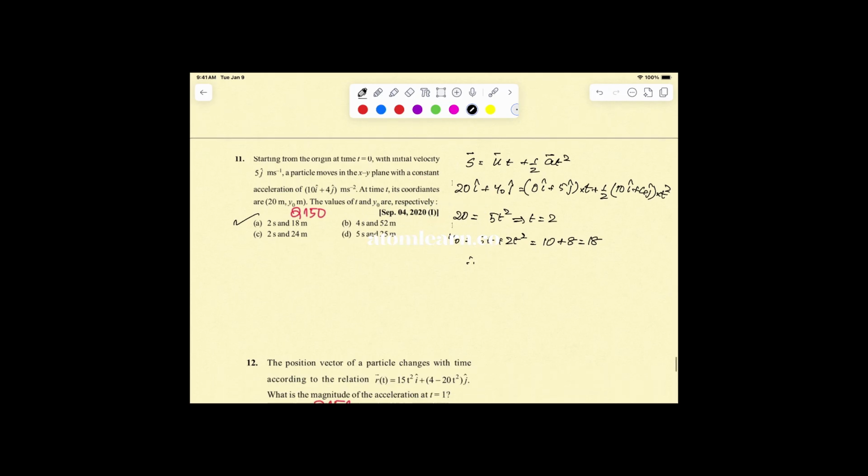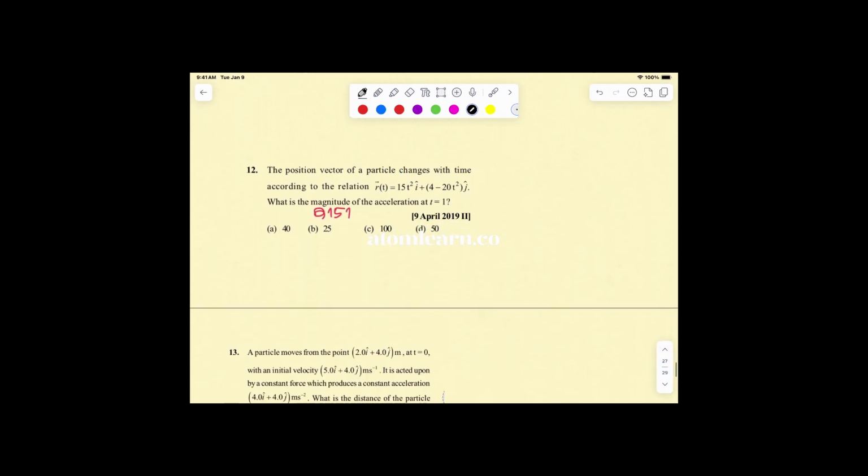Understood? Next question. The position vector of a particle changes with time according to a given relation, in terms of i cap and j cap as a function of time. What is the magnitude of acceleration at t equal to 1?